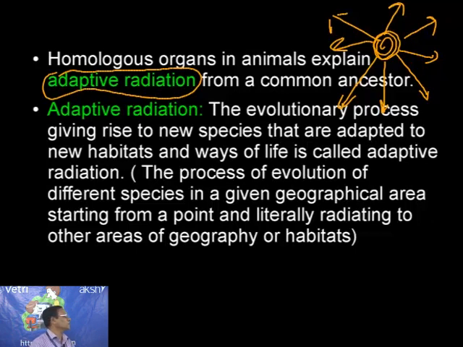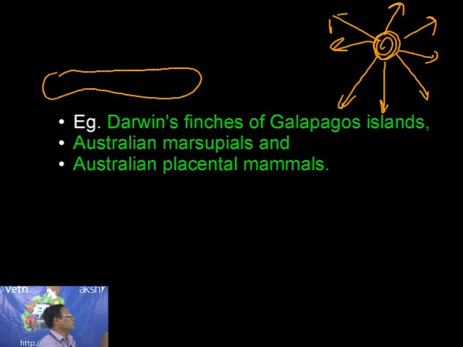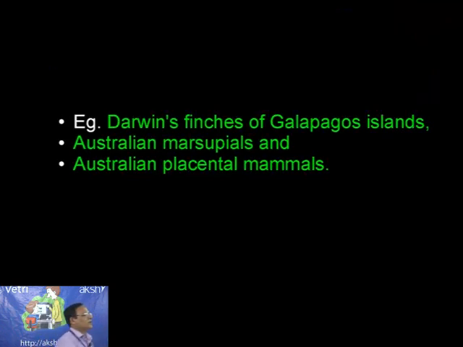So we have so many examples of this adaptive radiation. It was reported by Charles Darwin in his findings on an island in the Pacific Ocean, the Galapagos Islands, and that island is called the living laboratory of evolution. The Galapagos Islands are called the living laboratory of evolution.